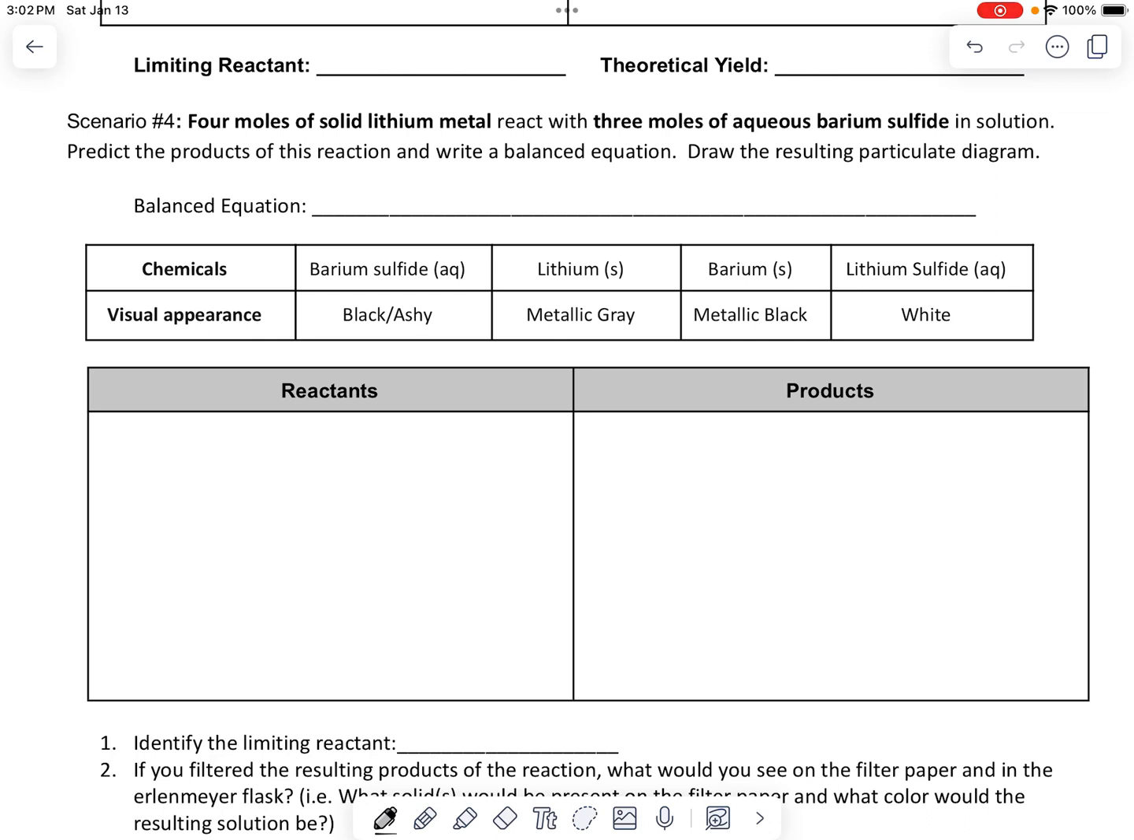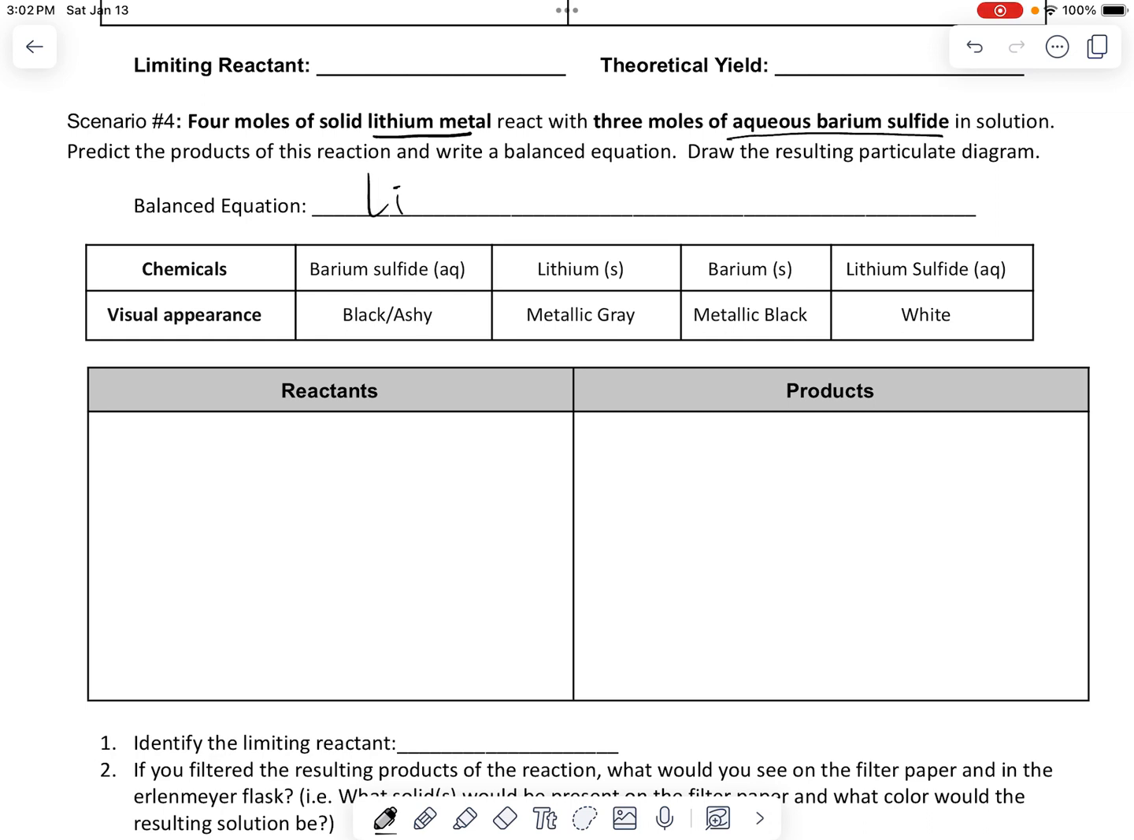All right, so today we are going to draw a model for scenario number 4 here, and then characterize what it would look like at the macroscopic level using the data in the data table. So many layers to a problem like this. My scenario says that I have 4 moles of solid lithium metal reacting with 3 moles of aqueous barium sulfide. Predict the products of this reaction and write a balanced equation.